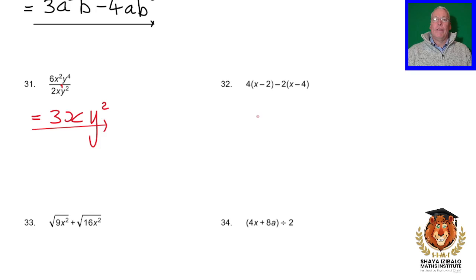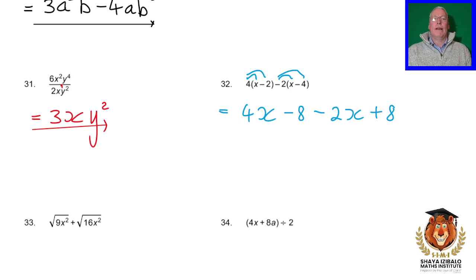Okay. This one, distributive law. We're going to distribute this 4 into this bracket and this negative 2 into that bracket. We're going to get 4 times x. We're going to get 4 times negative 2. We're going to get negative 2 times x. And we're going to get negative 2 times negative 4. Now, negative 2 times negative 4 is positive 8.